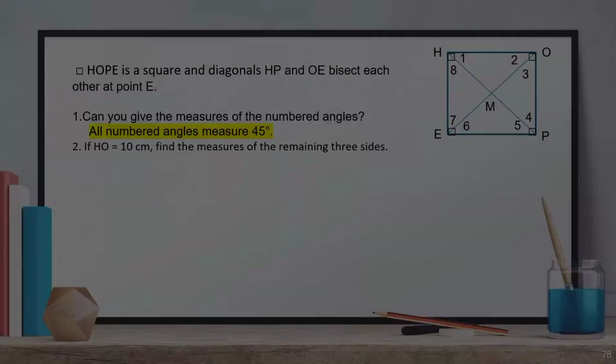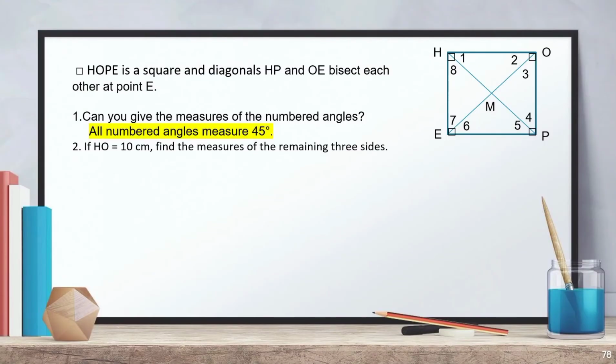Question number 2. If HO is equal to 10 centimeters, find the measure of the remaining 3 sides. Of course, the other 3 remaining sides measure 10 centimeters. Why? Because all sides of a square are equal.